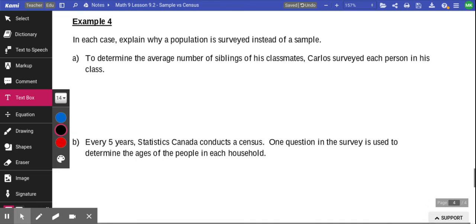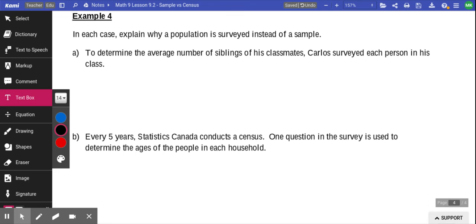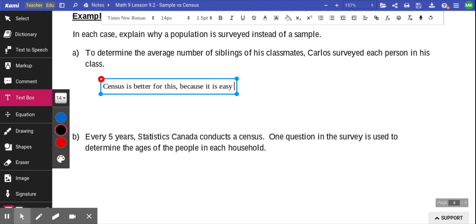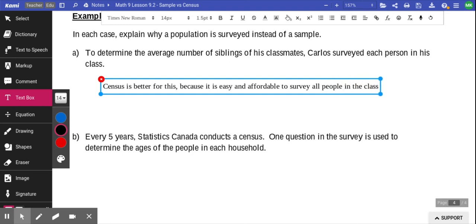Awesome. Example 4. In each case, explain why a population is surveyed instead of a sample. So A, it says to determine the average number of siblings in his classmates, Carlos surveyed each person in his class. The reason why census would be better for this, remember census means you're surveying everybody, is because it is easy and affordable to survey all people in the class.